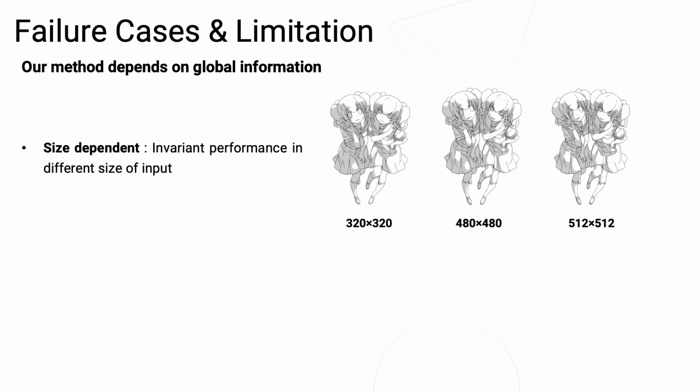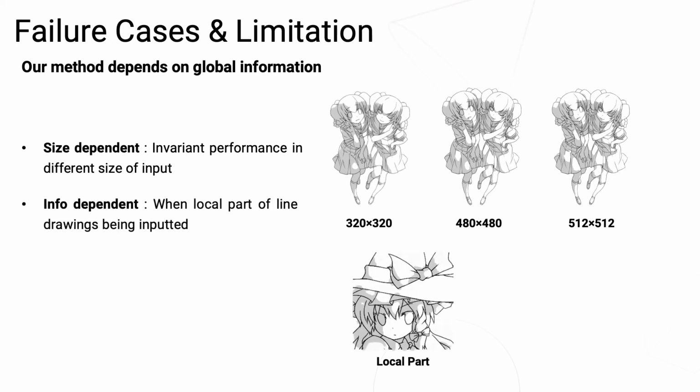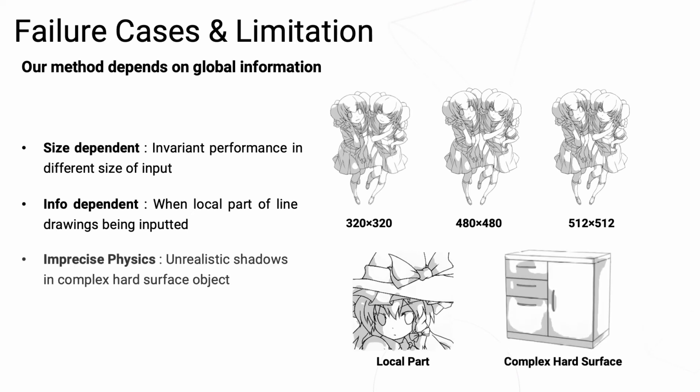First, we have slightly different shadows in different sizes of input. Second, if inputting a local part of an integral line drawing, the network couldn't reason the right shadows. Third, our network suffers with hard surface objects.